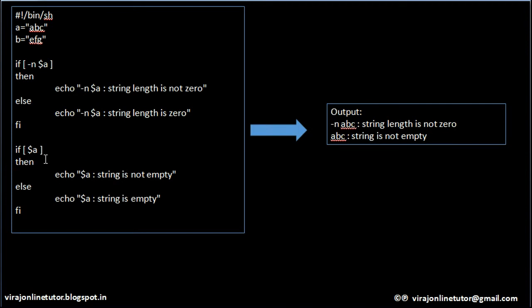If we just define $a variable, just that in expression field of if block, then this will evaluate to true if there is some string assigned to A. So in this example, ABC is assigned to A, so there is something here, so it will print on the screen string is not empty. Clear?